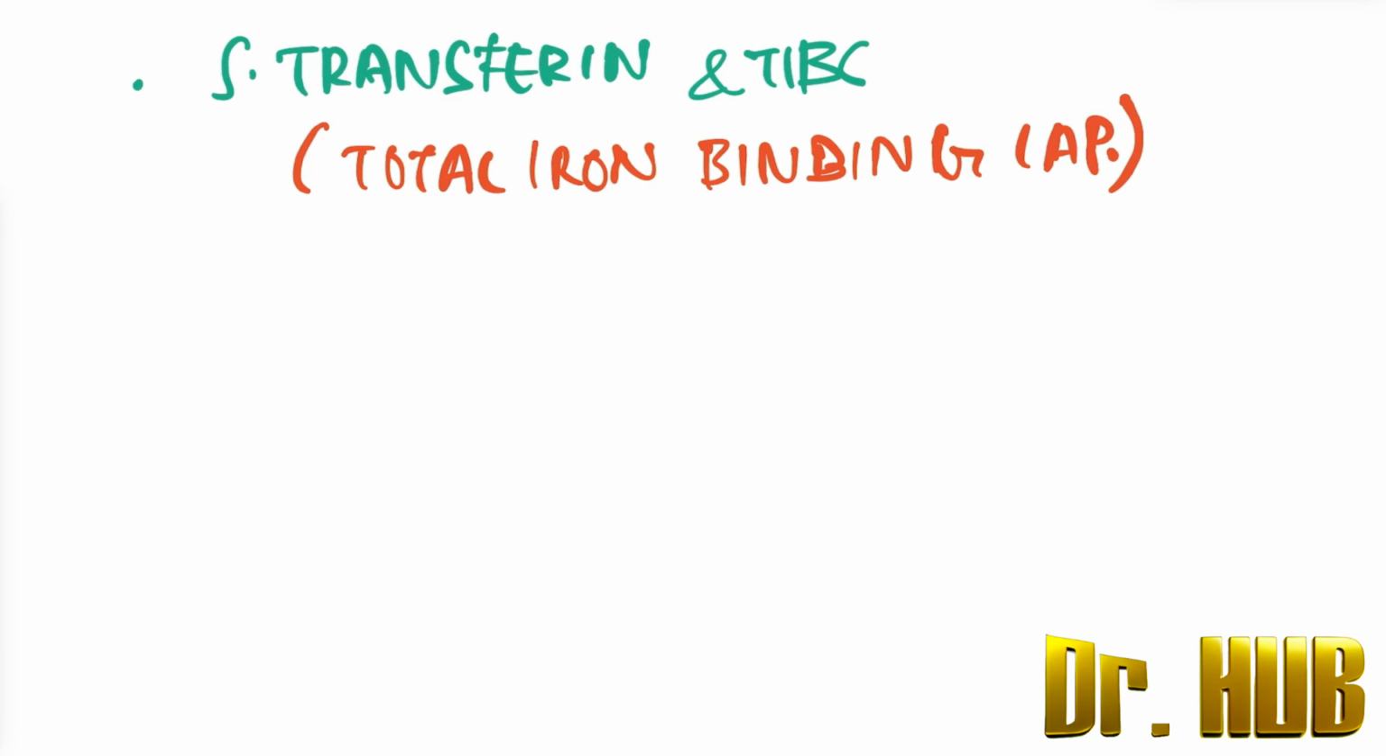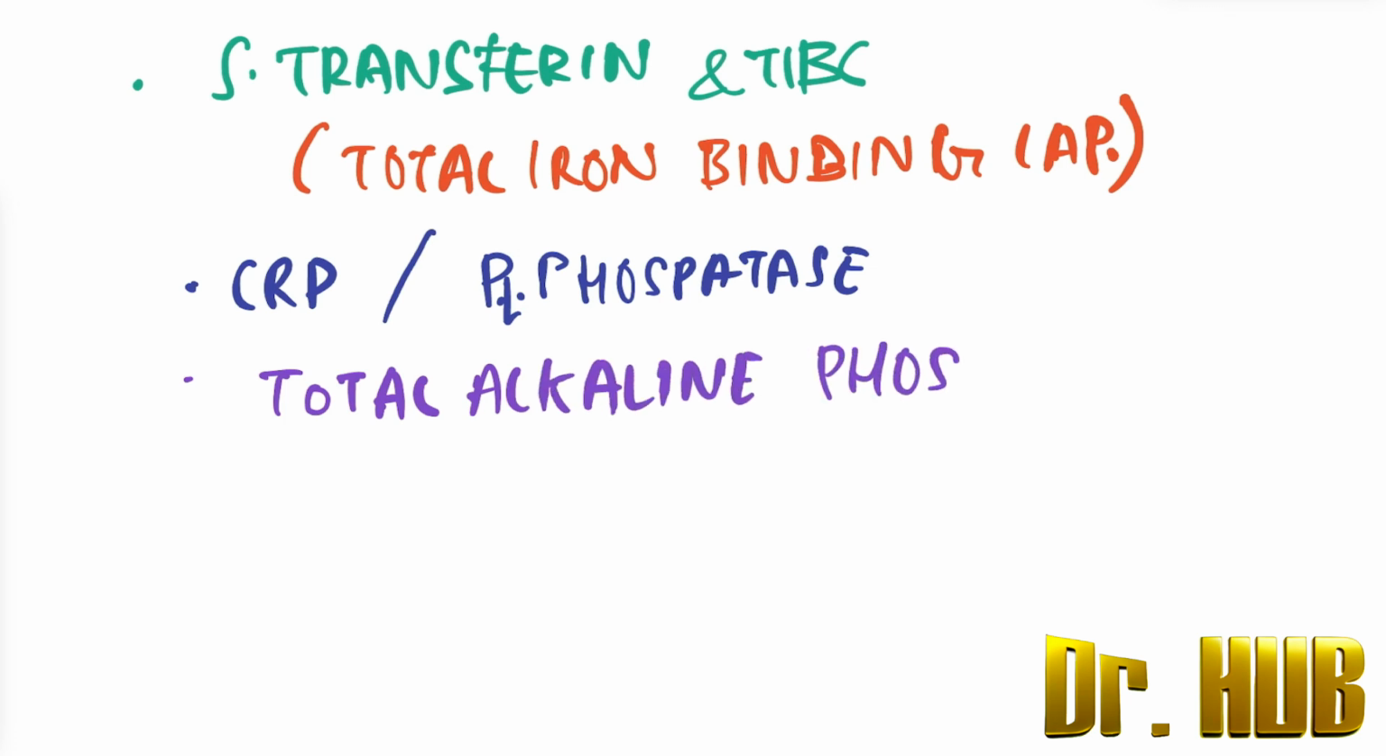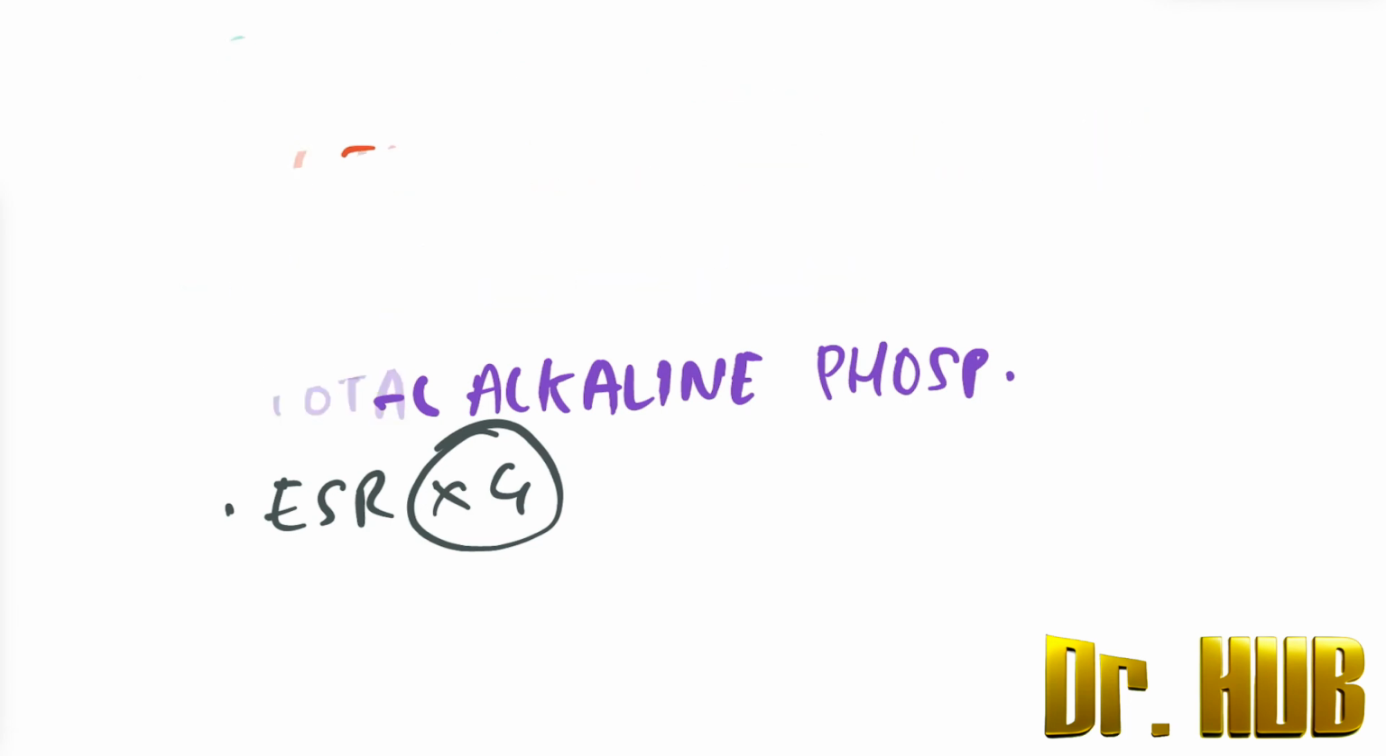Then there is an increase in the CRP, that is C-reactive protein, as well as the placental phosphatase. Then there is also an increase in the total alkaline phosphatase, and if you look at the ESR, it increases 4 folds. So these are the things that are increasing in terms of pregnancy.